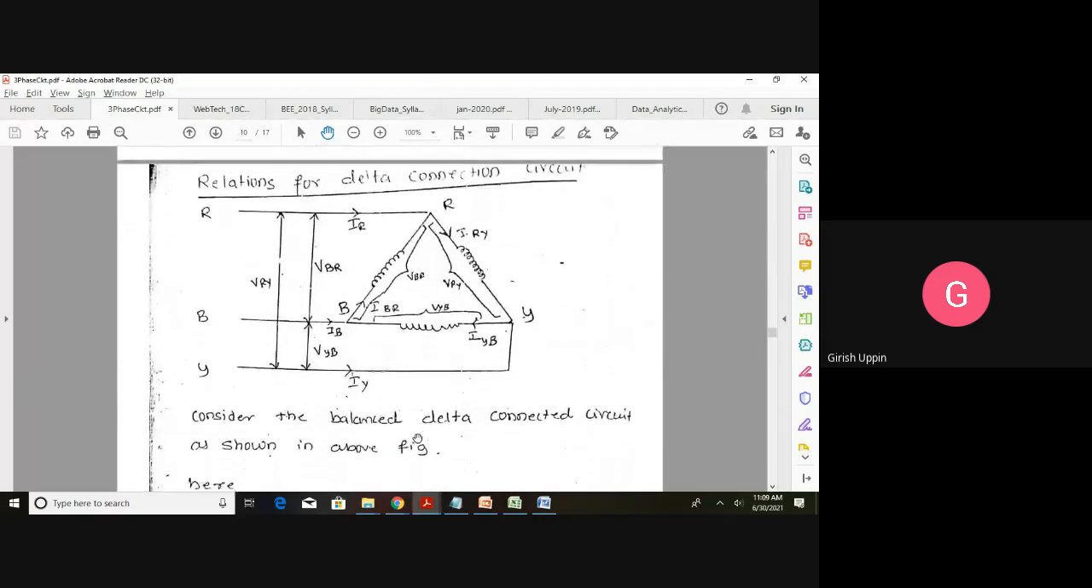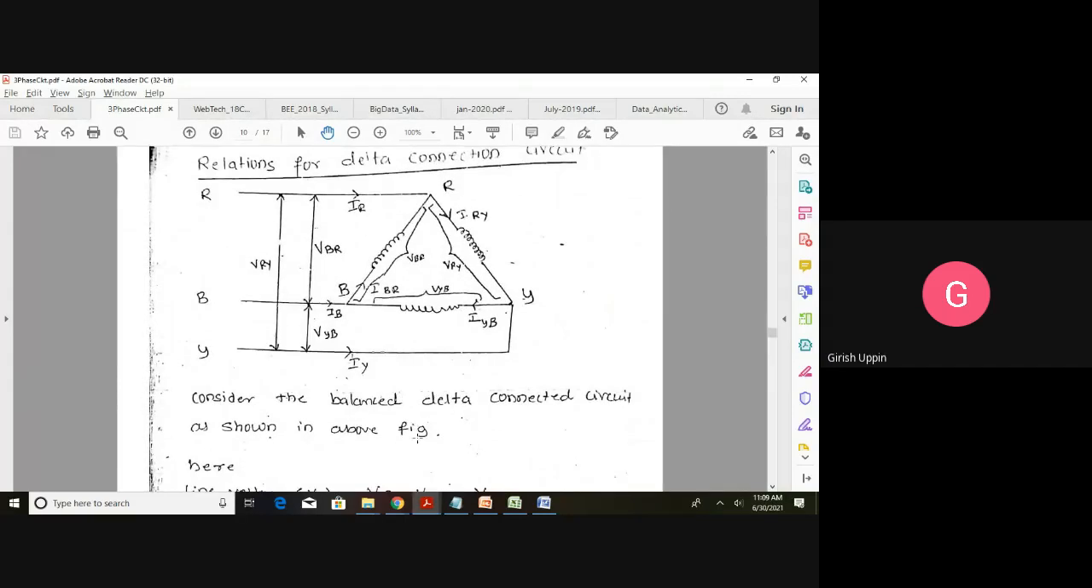Now we will see the relation in a delta connection. Delta connection, you can see the phases are connected in such a way. This is another way of connecting. Earlier, all the common nodes were connected to one point, and the others were the terminals. Here we have connected the three coils in the shape of a triangle. That's why we call it the delta connection.